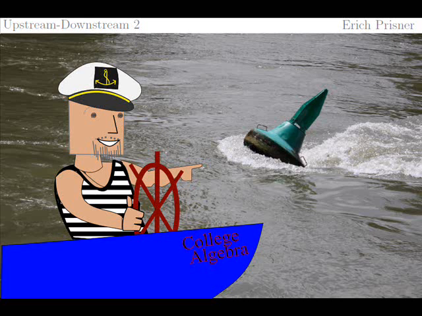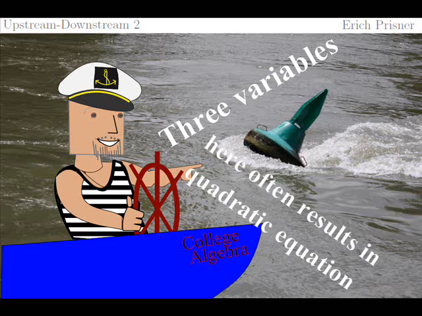So what is the conclusion? We looked at more difficult versions of the upstream downstream problem with 3 variables and 1 additional equation in addition to the upstream and downstream equation. Using the substitution method we could reduce the system to 1 equation in 1 variable, but the equation was also more difficult, a quadratic one, than in the basic versions.